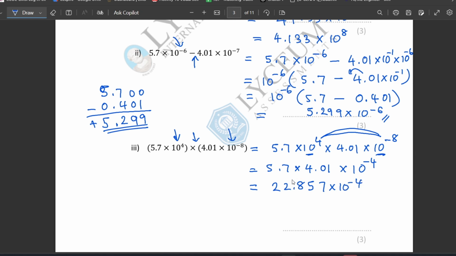So to get it to the standard form, I have to take the decimal point here, because the first part of the decimal standard form should be a number between 1 and 9. So 2.2857. I took the decimal point to here, so I have to add positive 1 to the power. So this becomes minus 3. So this is the answer.